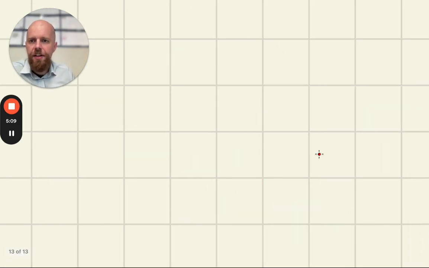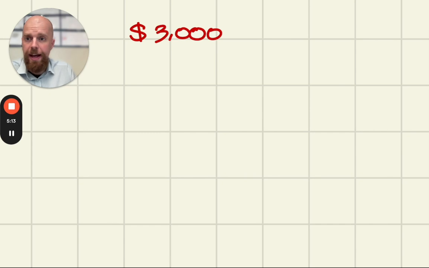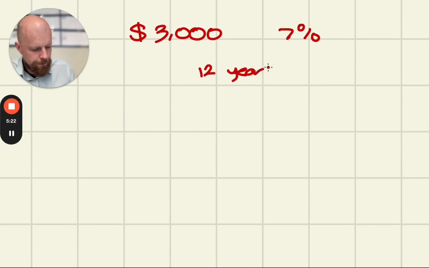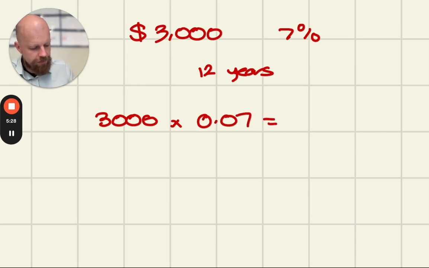Let's take another example. Let's say that I'm putting $3,000 in my bank account and I'm going to be paid 7% interest, simple interest, per year. And I want to know how much I'm going to make after 12 years. So what I do is I take my initial amount, 3,000, and I work out 7%. So I can get my calculator, I do 3,000 times 0.07, and it gives me 210. Or you can work out 1%, which is 30, times it by 7, 210.